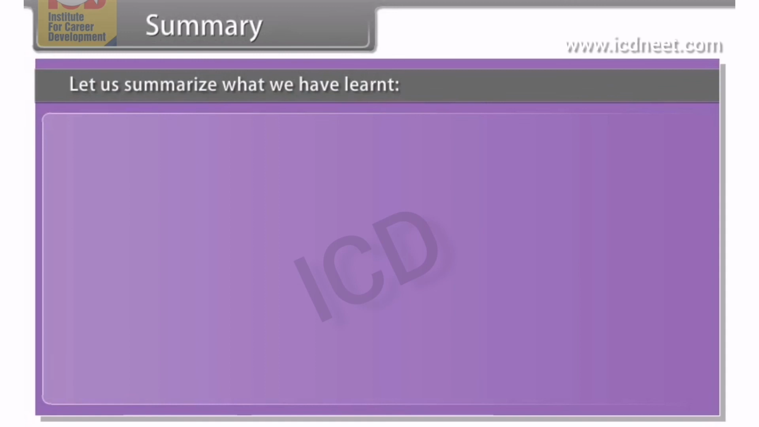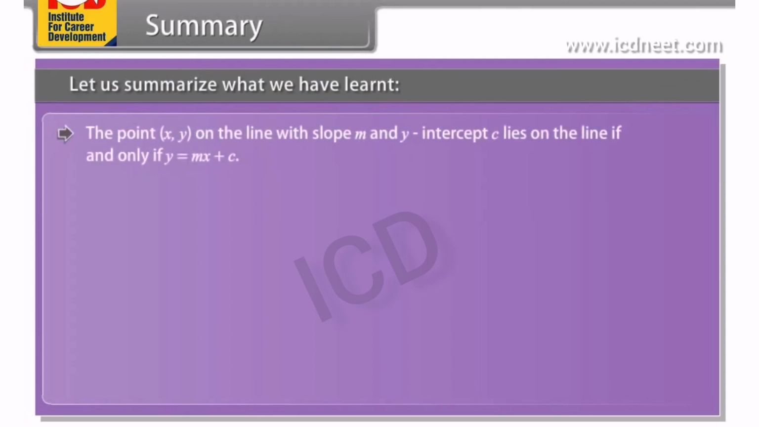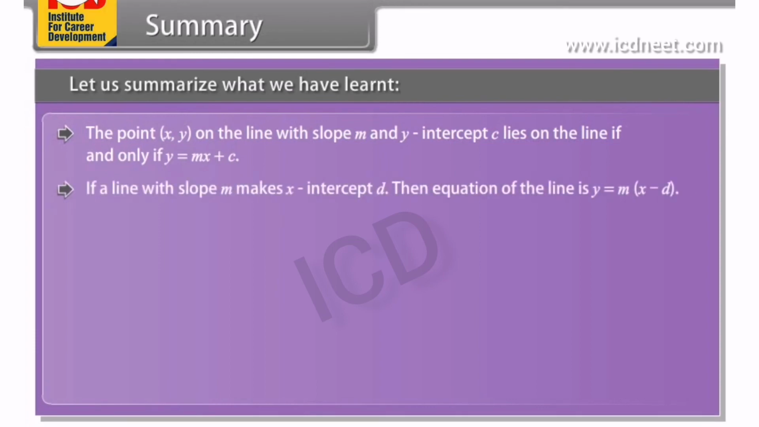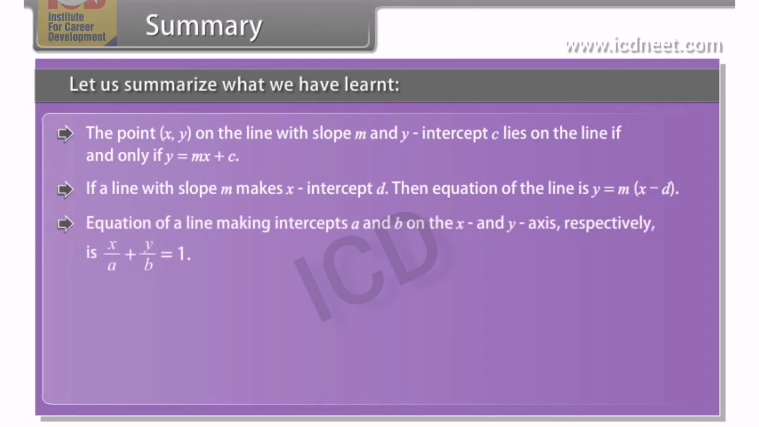Summary. Let us summarize what we have learned. The point x, y on the line with slope m and y-intercept c lies on the line if and only if y is equal to mx plus c. If a line with slope m makes x-intercept d, then the equation of the line is y is equal to m into x minus d. Equation of a line making intercepts a and b on the x-axis and y-axis respectively is x upon a plus y upon b is equal to 1.